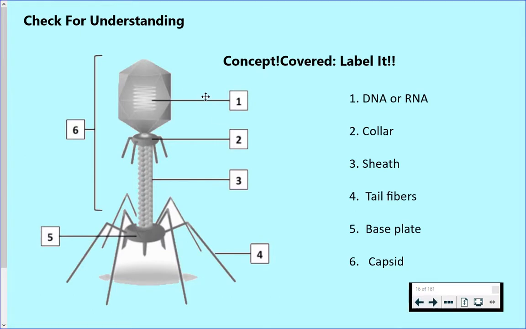This is a bacteriophage. This might help you to know later. So remember I said bacteriophages have the most parts. So here is the DNA or the RNA inside. They have a collar. They have the sheath, the tail and the tail fibers. This whole thing that coats it is the capsid. So this is the most complicated virus that you will see.